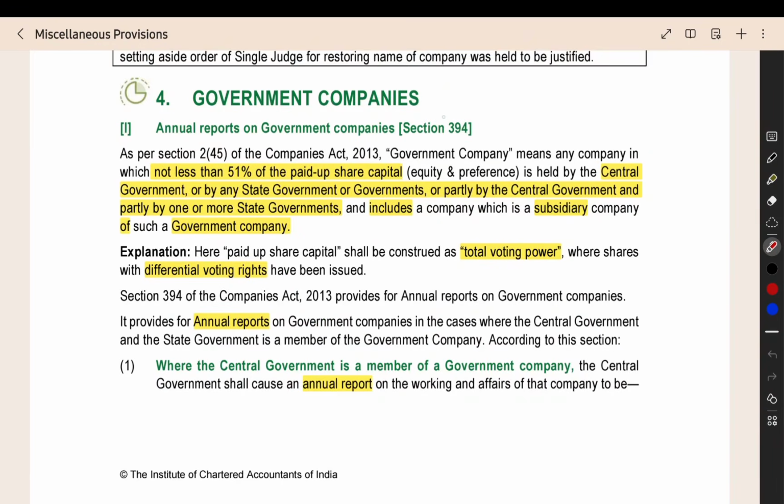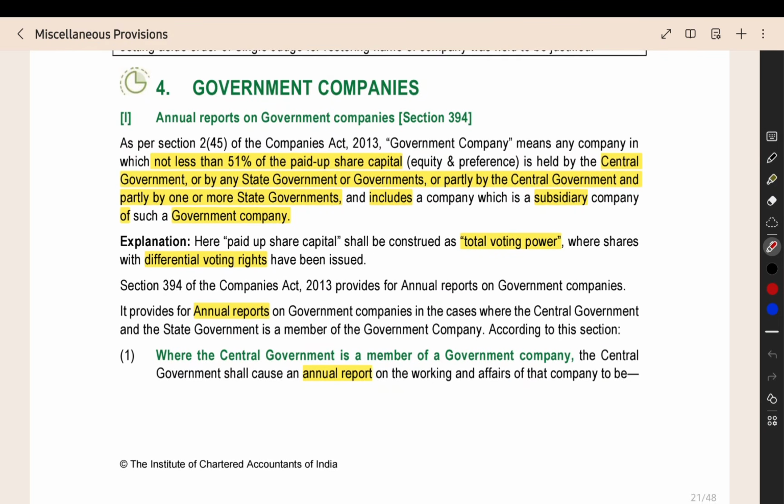Now we can see the topic of government company. So what is a government company? Everyone knows that. I'm just giving you a gist of the provision that has been given in the study material. Just a very simple provision only. Quickly we can complete. So here if you see, in a company, 51% of the paid up share capital should be owned by the central government or state government, or partly by central government, partly by state government.